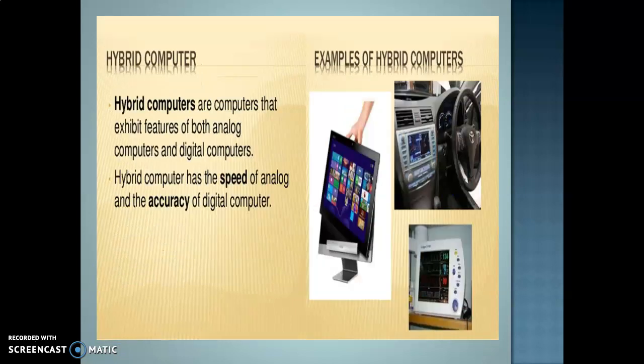The hybrid computer. Hybrid, as we understood by its name, means the combination of both, which provides the functionality of both analog and digital. It provides the speed of analog computer and accuracy of digital computer. This type of computer is basically used in scientific research, specialized application. For example, heartbeat measuring machine used in the hospital, in the car, speedometer, etc.